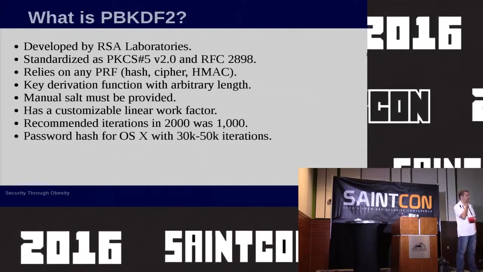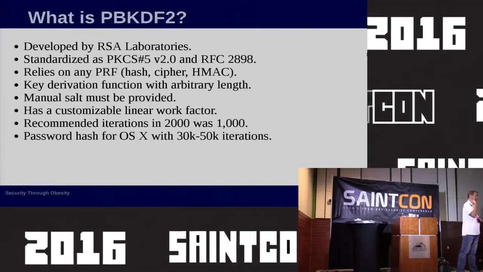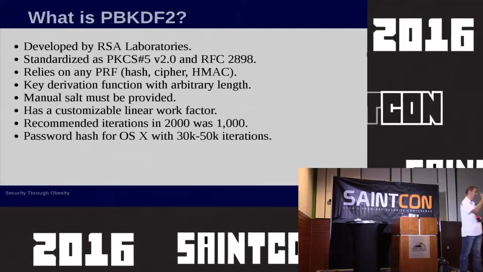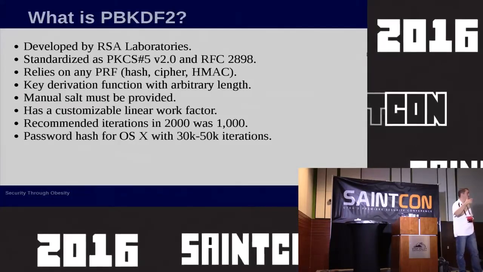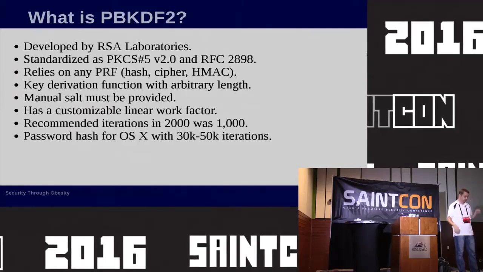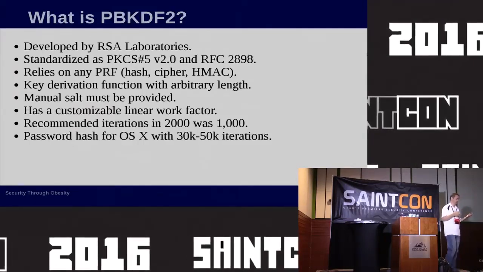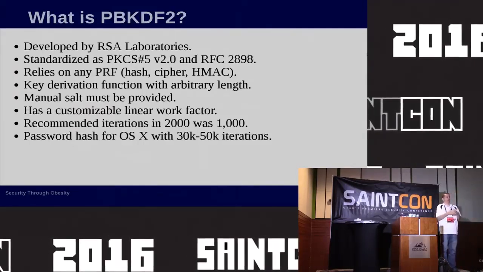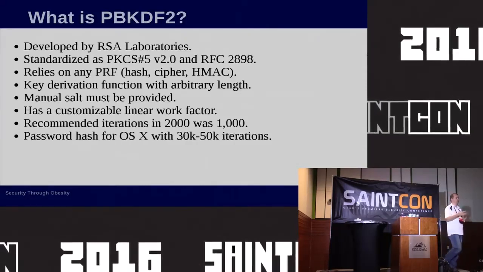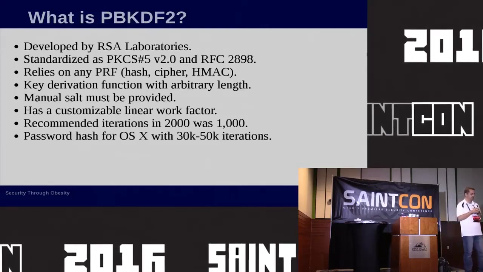PBKDF2 gives us an arbitrary output. I can say I need 128 bytes of key material, or 200 bytes, or 512 bytes of key, whatever, and it'll work until that key material size has been met. So for passwords, I could just say, give me 256 bits of key material, and that's what I'll use for my hash that I'm going to store.